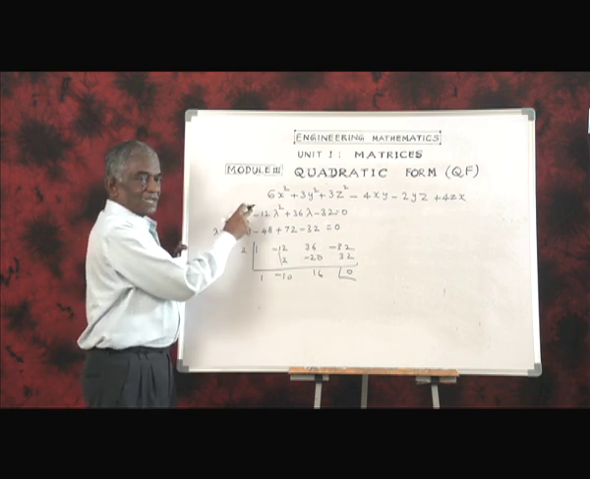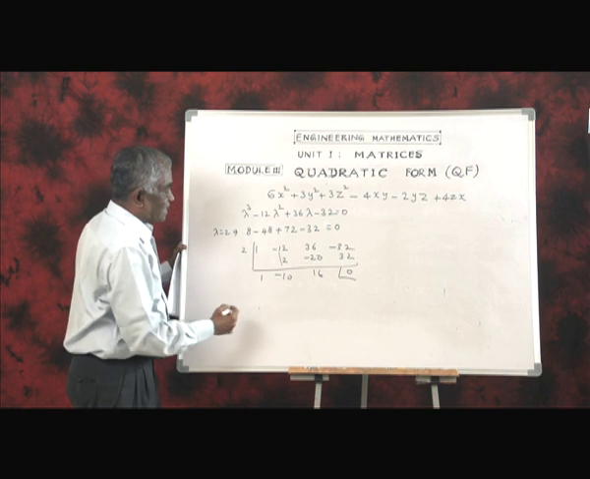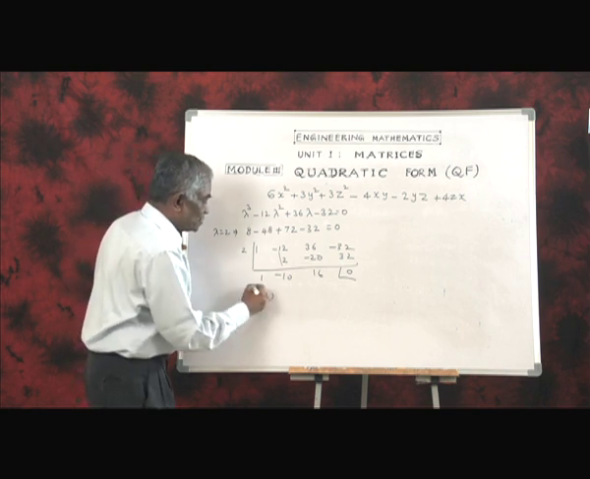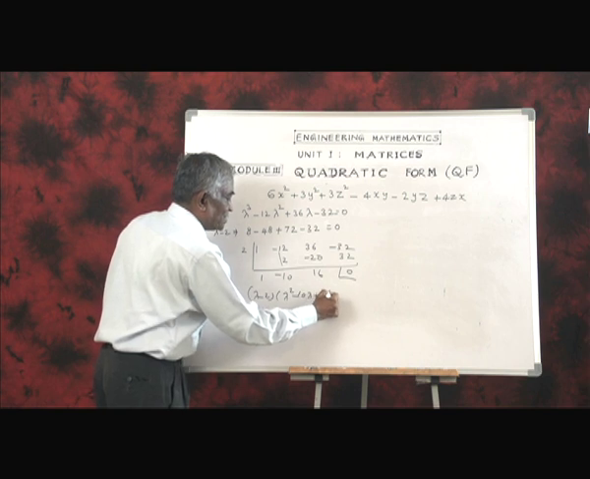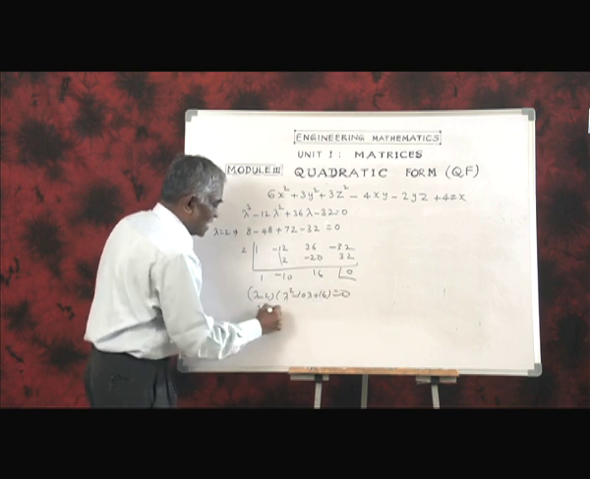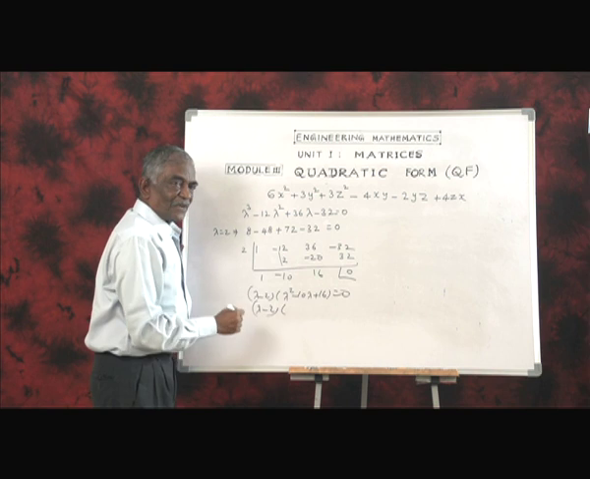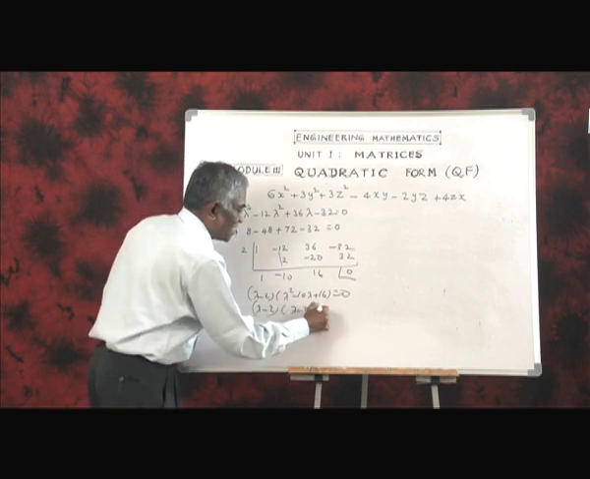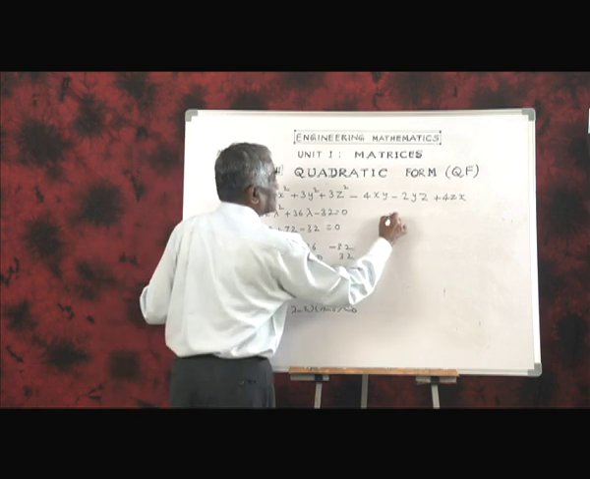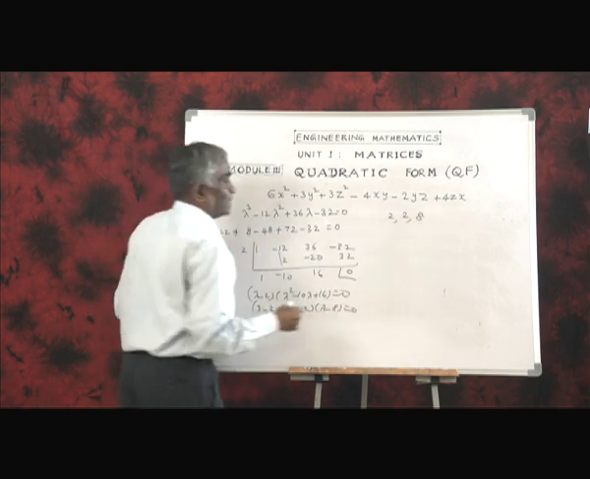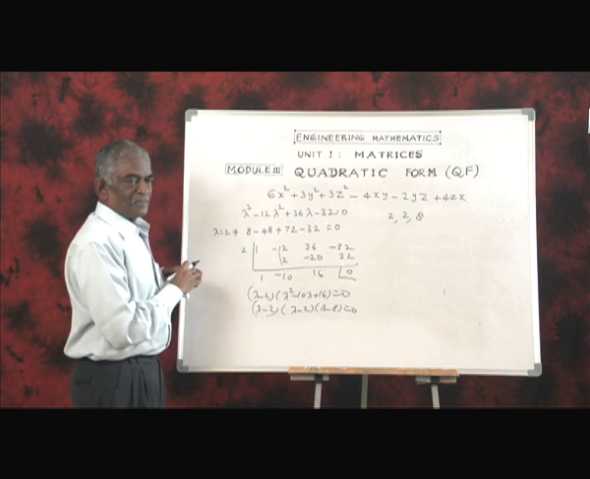So the given equation, namely the characteristic equation, is factorized as lambda minus 2 into lambda square minus 10 lambda plus 16 equal to 0. Now it is easy to factorize. This is lambda minus 2 into lambda minus 8 equal to 0. So we come to the conclusion that the eigenvalues are 2, 2, 8. The first phase of this problem is over.